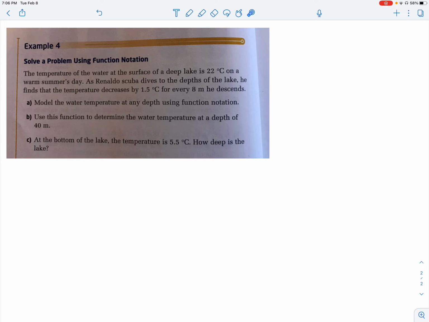We are looking at example 4 from the textbook. It says solve a problem using function notation.